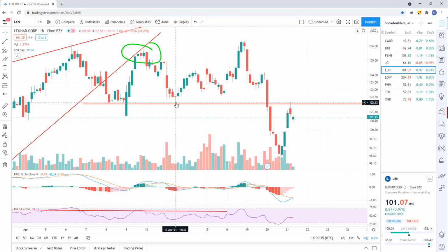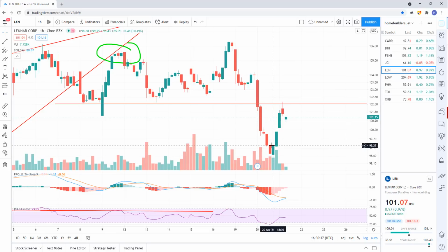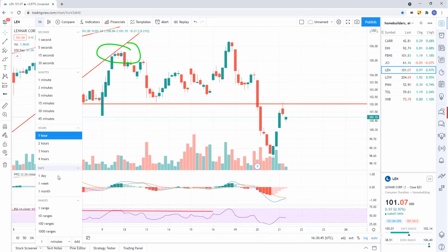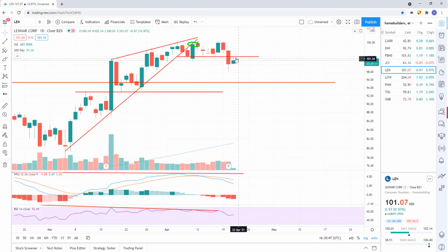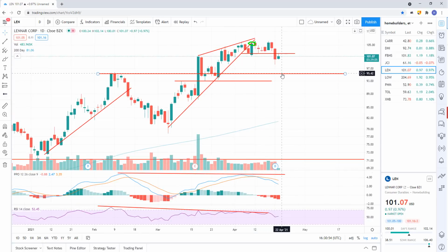So, and we were actually support right there as well. We broke yesterday. Today, coming in for a back test, I added to my short position on that back test of that trend line. That's how I'm doing it. And if you look here on the daily, I'm looking for a move down to 95. That's our first level of support.